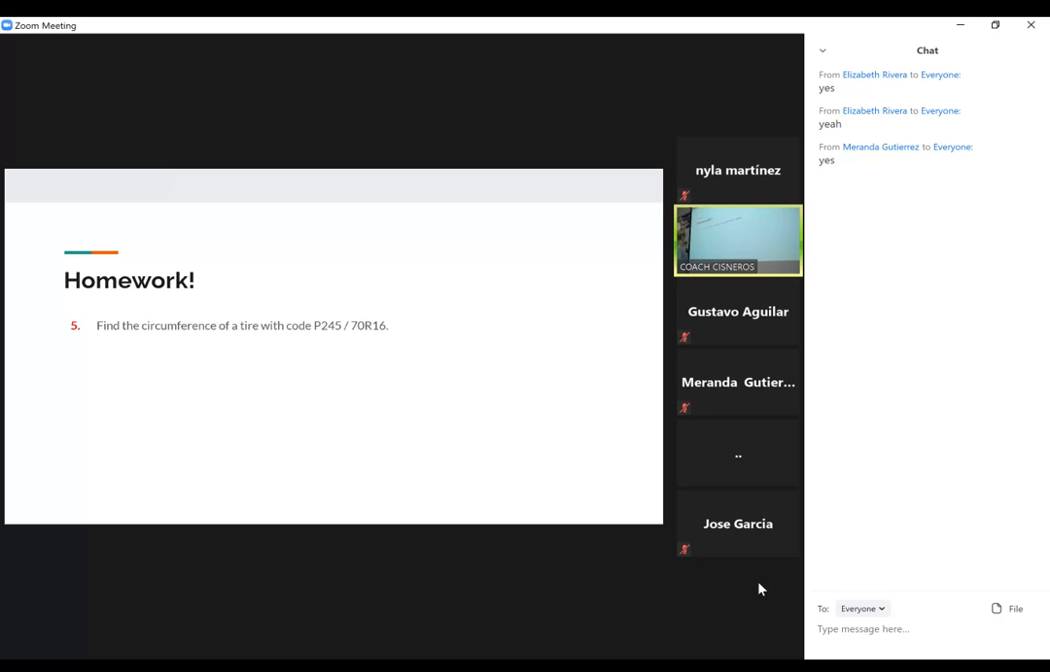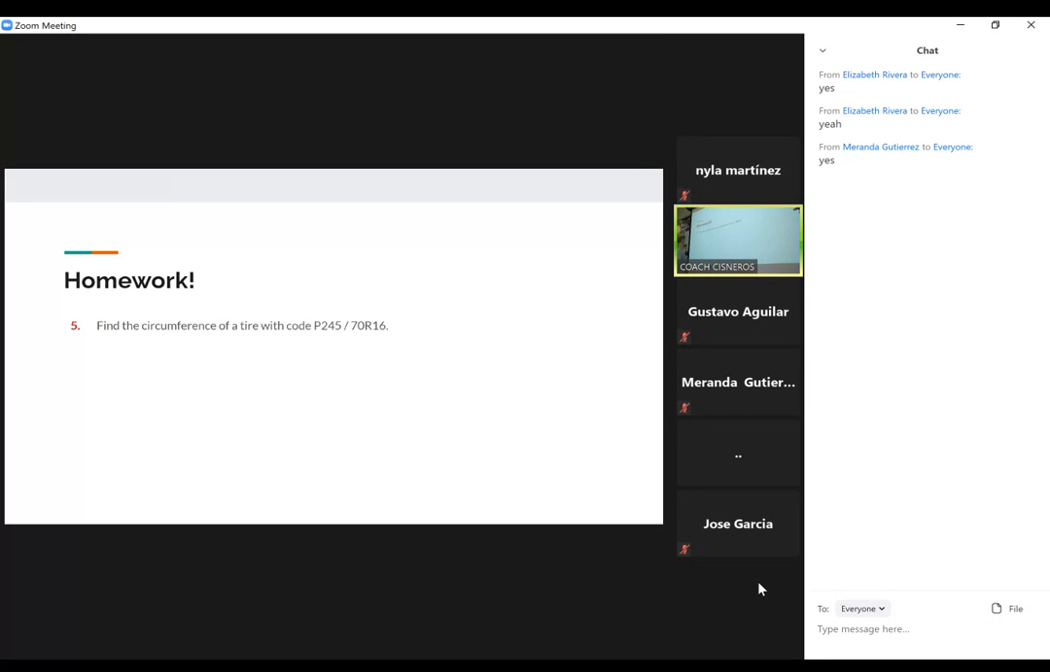All right, now here's our practice one. Here's the code. Write number 5 and write the code on your paper. Let's practice this. P245/70R16. Can you see it? Okay.